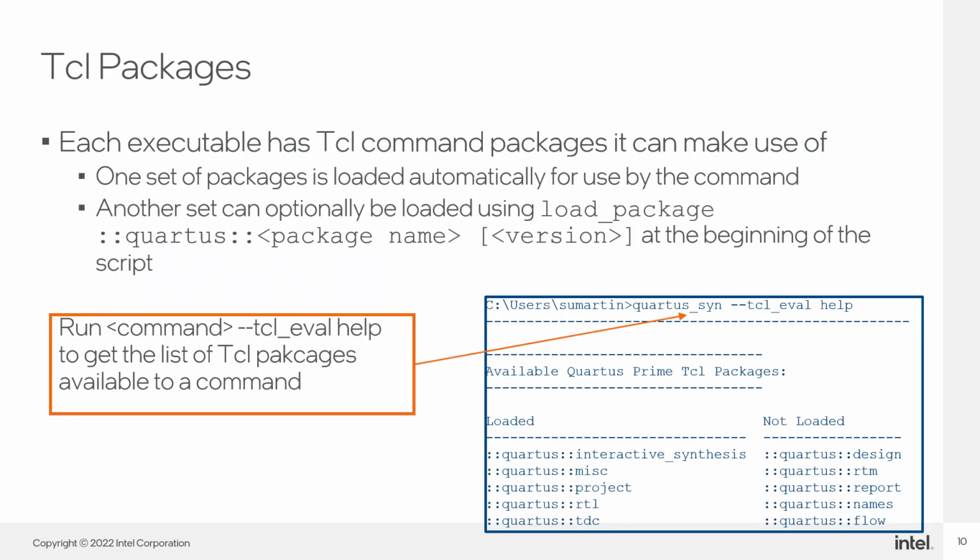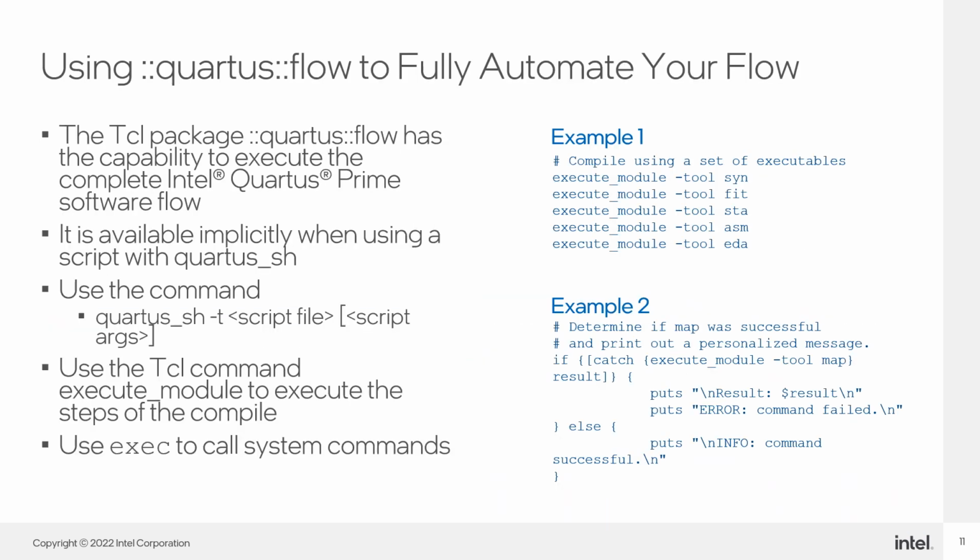You can see which Tcl packages get automatically loaded when you add the --tcl_eval help option with the command line executable. The resulting information will be all the packages that are loaded, so if there are other Tcl packages that you need loaded, you can use the load_package command along with the library name, quartus in this case, and the package name. At that point, you will have all the functions available to you that are in the newly loaded package.